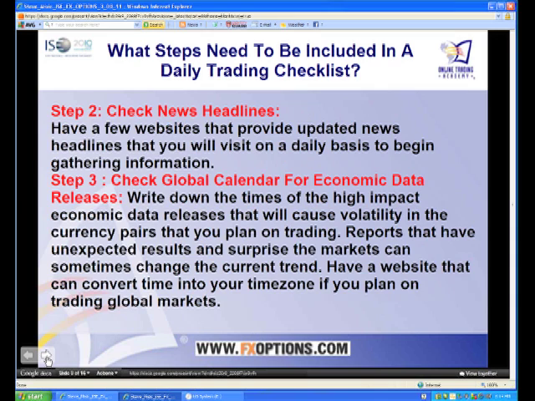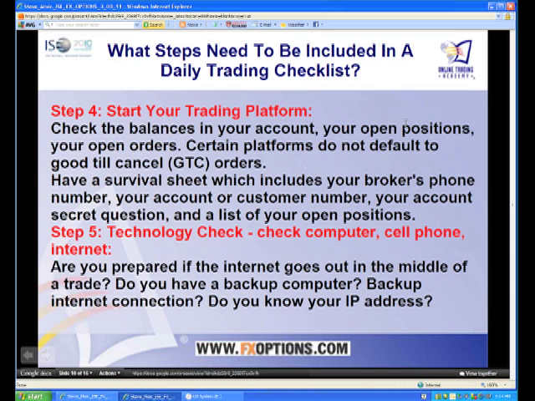Step number 4, start your trading platform. As soon as you log into your trading platform, you'll start to look around to see if you have any open orders, open positions, any mistakes from the previous day, orders you forgot to cancel, or positions that have stop losses that canceled because they were day-only orders.